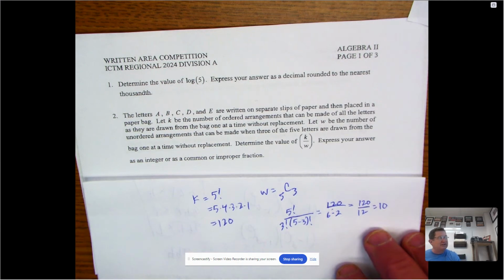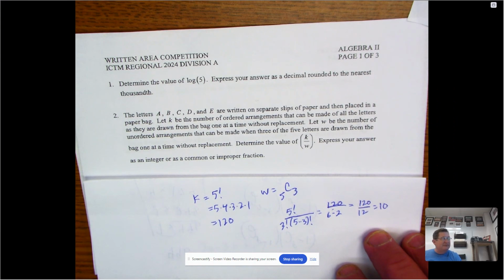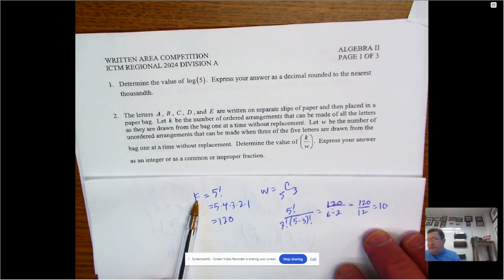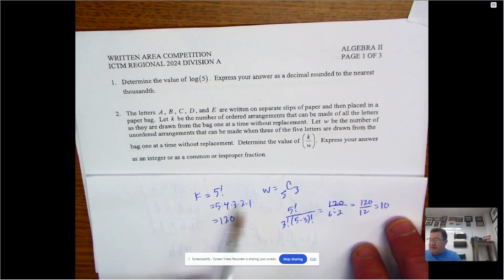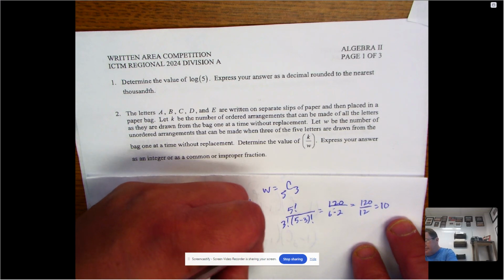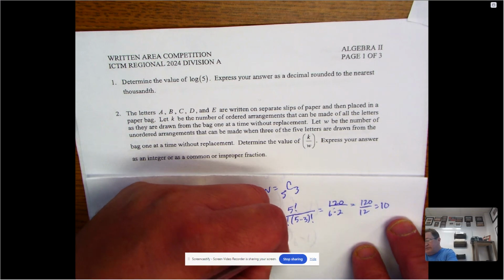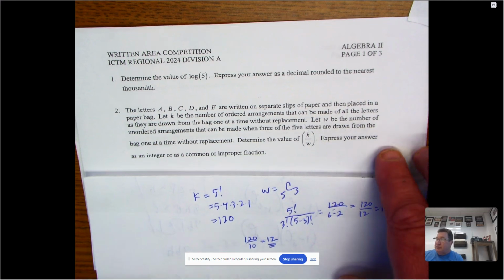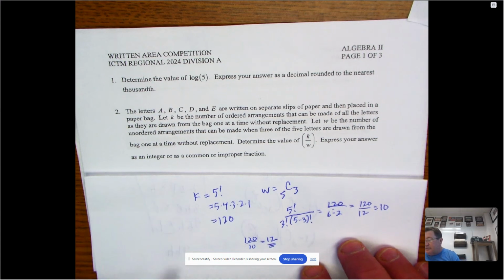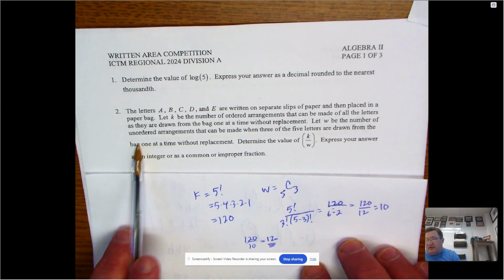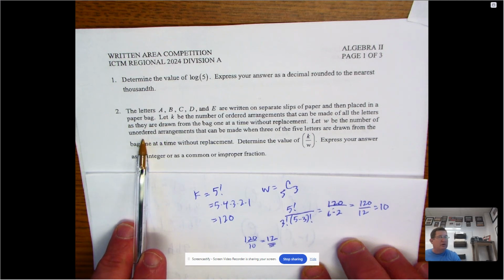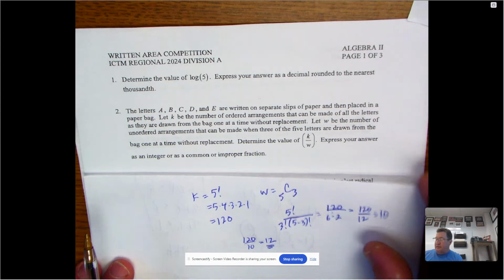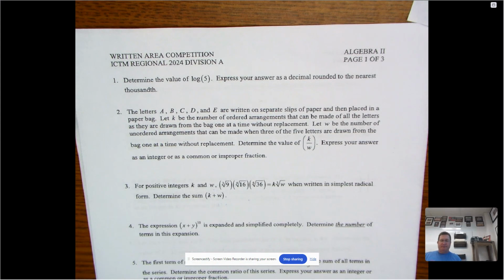I'd be happy to talk to you about why the formula works, but anyway, in terms of the math team and getting the answer quickly, you would now take K divided by W, which is what it asks you to do. So 120 divided by 10 is 12. And so the answer here is 12. All right. A permutation, by the way, is where we're worried about the order. But that's not what this question asked.